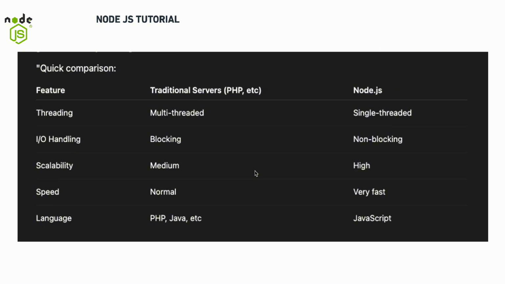So summarily, I'm going to do a recap of what we discussed in this video. We said Node.js lets you run JavaScript outside the browser. We said it is fast, scalable, and non-blocking. We said it was created by Ryan Dahl in 2009. Of course, it is perfect for APIs, real-time applications, and microservices. And finally, it is powered by Google's V8 engine.